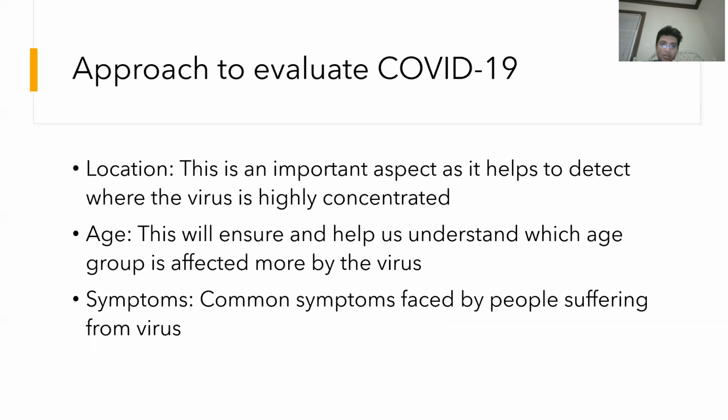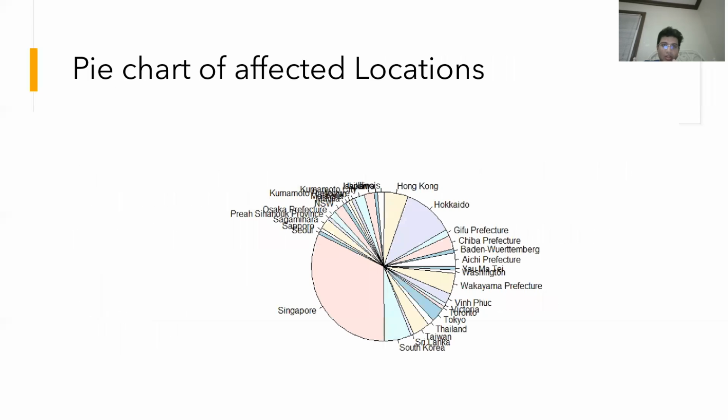And the age group is also important because of the medicines which need to be manufactured or prepared by the pharmaceutical companies. They need to know which people are highly affected. And the symptoms, as I said, these are the common symptoms faced by the people suffering. So this can be anything based on the virus.